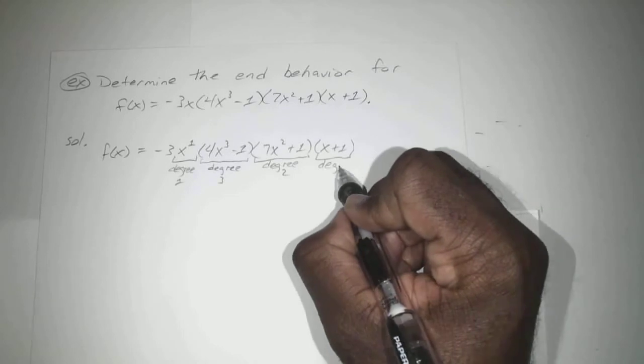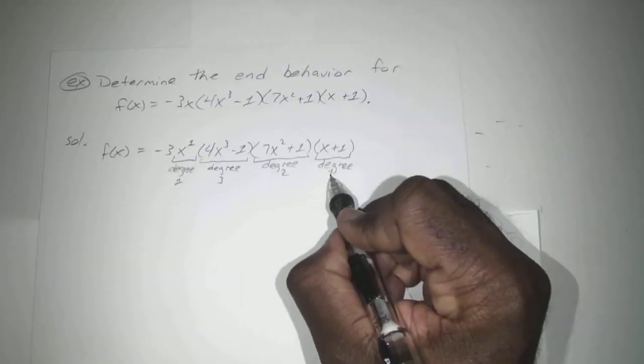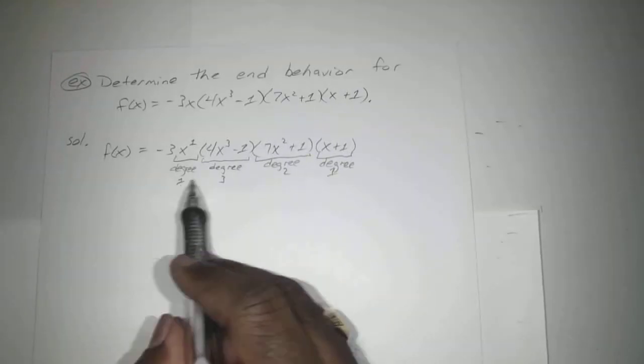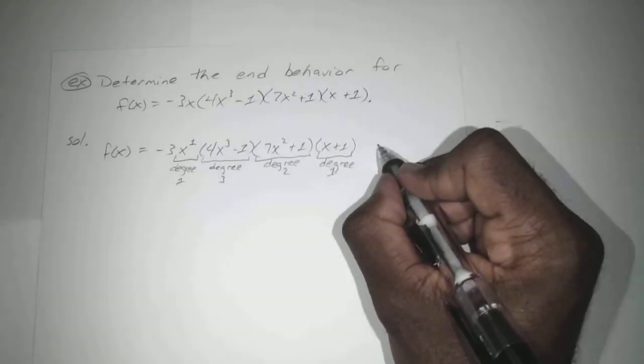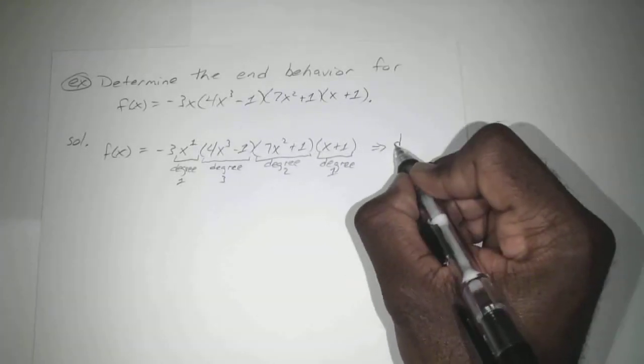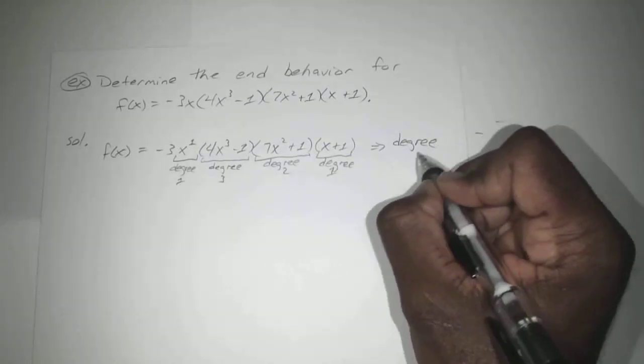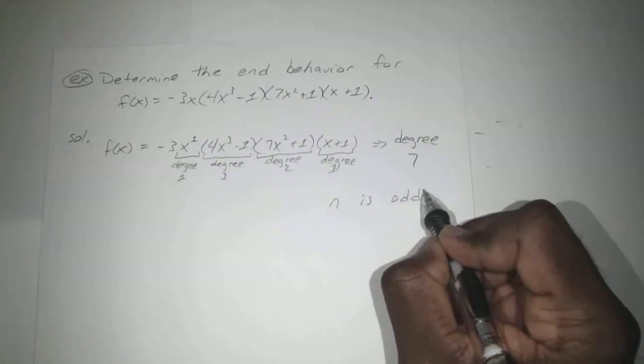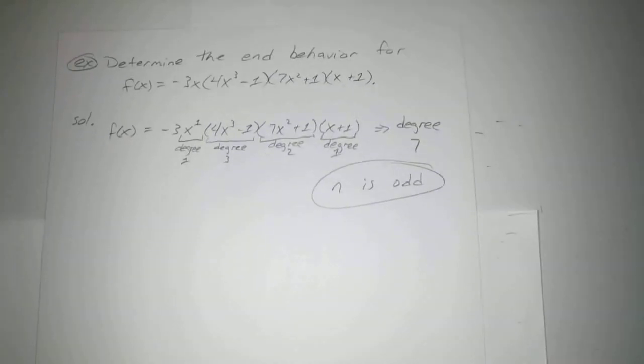Okay. Remember, these aren't added or subtracted, so they're not separate terms. This is all just one term. So you have 1 plus 3 plus 2 plus 1. So you have a degree of 7. That is odd. Yep, so we know that n is odd. And the coefficient is negative; it's less than 0.